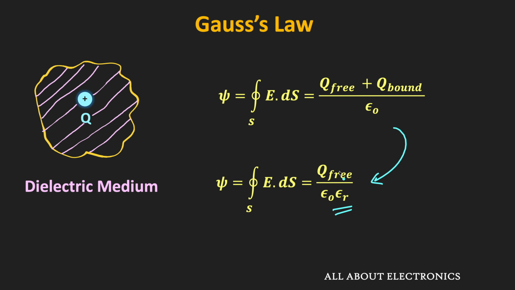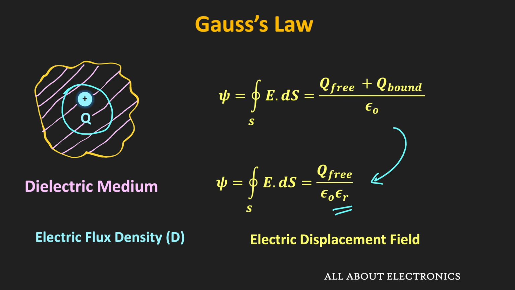Because in this expression, we are only dealing with these free charges. So to make this Gauss law expression independent of the medium, where we do not have terms like epsilon naught and epsilon r, the same expression is written using the electric flux density, which is sometimes also known as the electric displacement field. So first, let us see what this electric flux density is, and then we will see how to write the Gauss law in the form of this electric flux density.